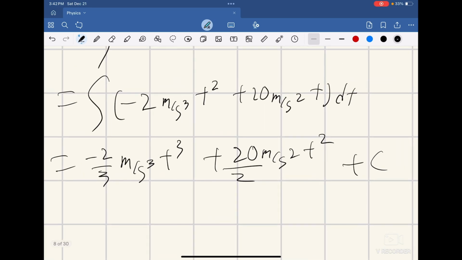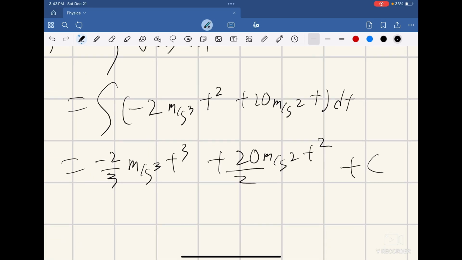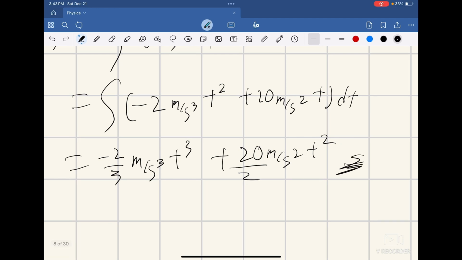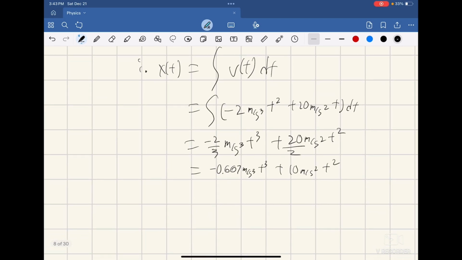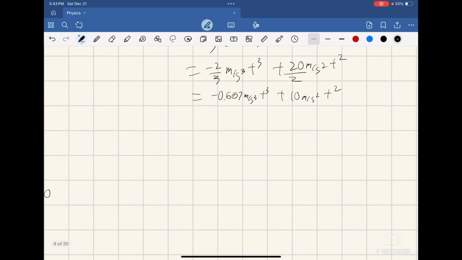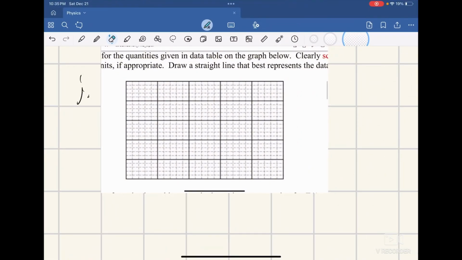But we're gonna assume position is 0 as well here, because it makes it kind of hard later on for the next few questions. And also it never states, we're just gonna assume it's 0. So that is the formula for it, which is -0.667 meters per second cubed t to the third plus 10 meters per second squared t to the squared. And now we have J.